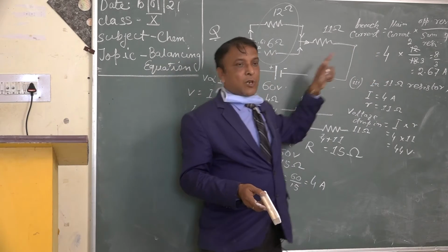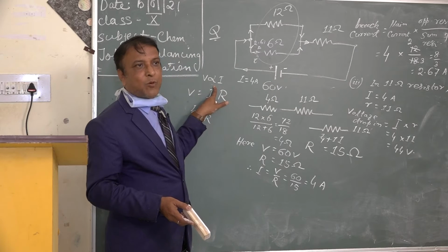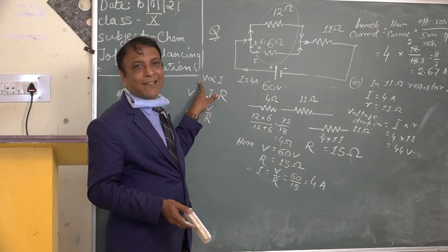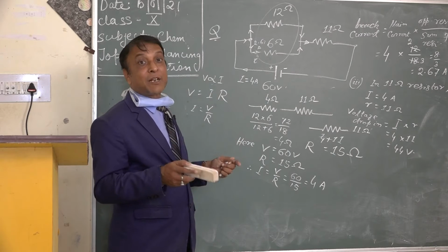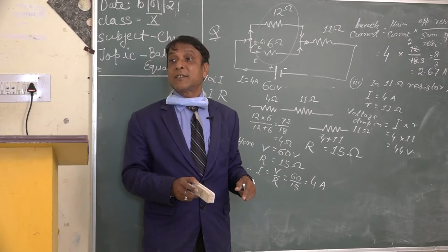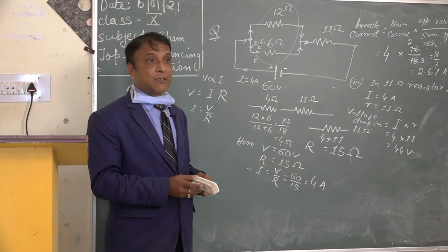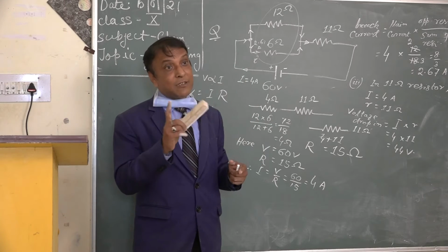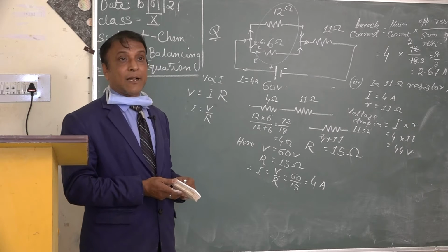I said you about Ohm's law, V proportional to I, means the flow of current is directly proportional to the applied voltage. जितना वोल्टेज बढ़ेगा current भी उतना ही बढ़ेगा. But another factor is there. What is that? Resistance of the conductor. That also decides. I said that the more the voltage, the more the current. Another factor is the resistance. वो भी डिसाइड करता है.